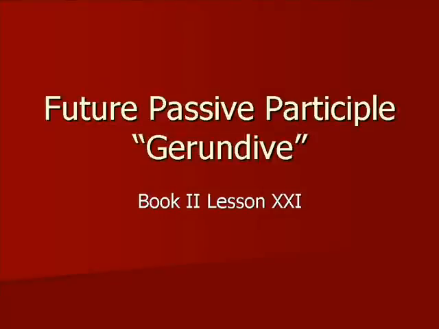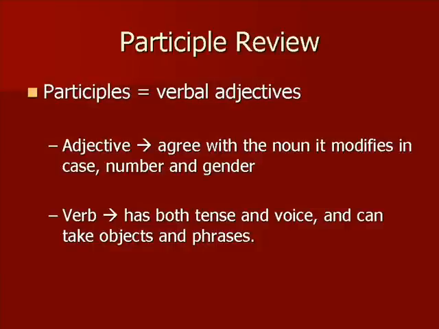This lesson covers the gerundive, which is the future passive participle. It is covered in Book 2, Lesson 21. Remember, participles are verbal adjectives, meaning that they are adjectives that come from verbs. They act like adjectives in that they agree with the nouns they modify in case, number, and gender. They act like verbs in that participles have both tense and voice, as well as the ability to take on objects and phrases.